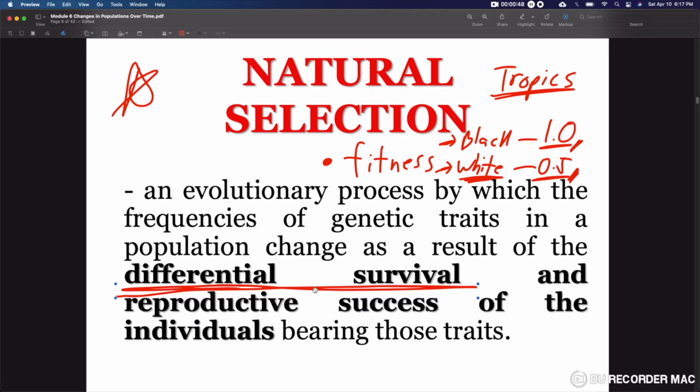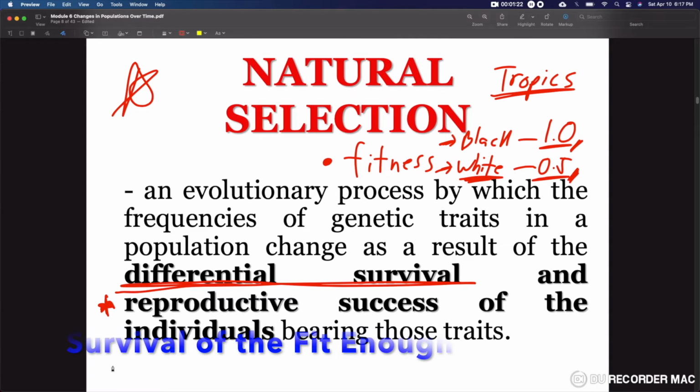And we must always remember that organisms must reproduce. For the genes to continue in that population, the organism must reproduce. If it does not reach that reproductive age, it is not reproductively successful and the genes would be lost forever. One thing to remember here, especially in biology, it's not the survival of the fittest. It's not that. It's the survival of the fit enough.